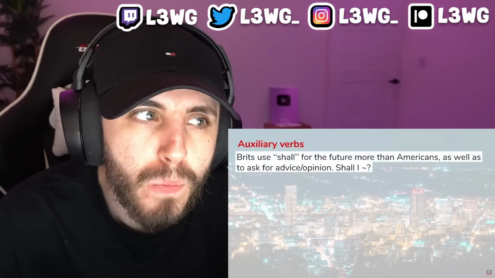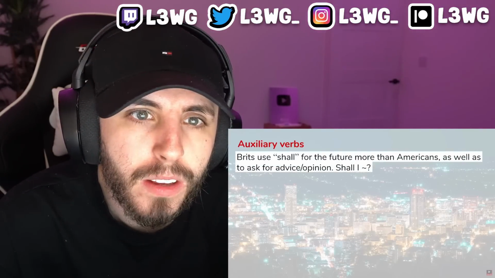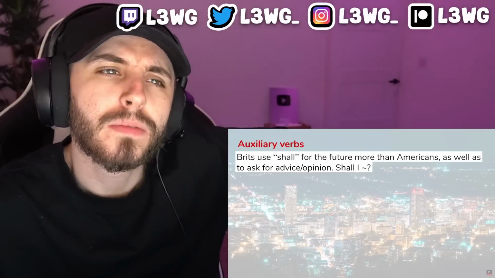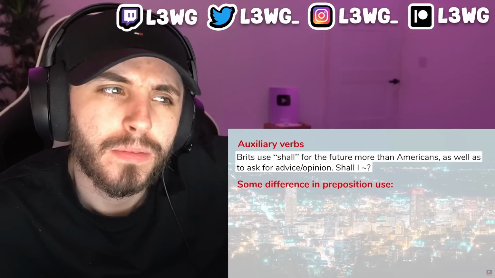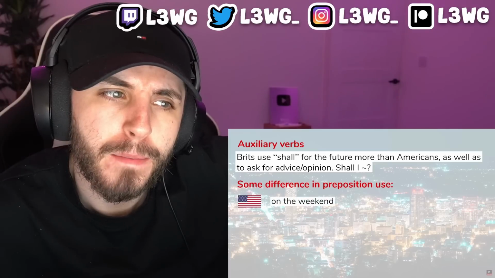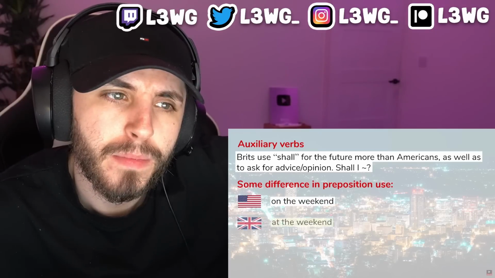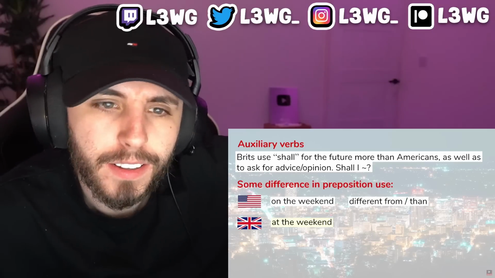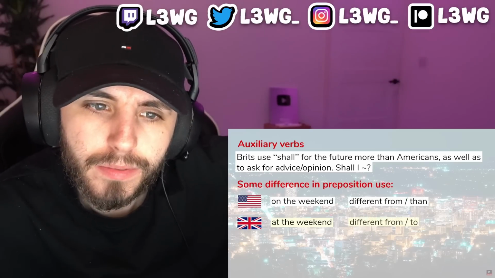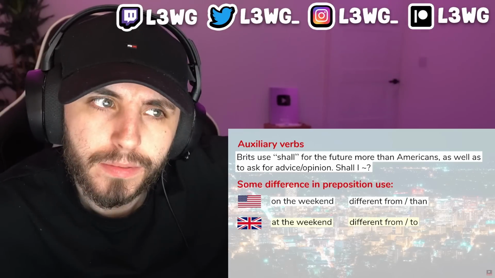Auxiliary verbs. British people use shall for the future much more than Americans, as well as to ask for advice or an opinion. Some difference in preposition use. In the US, people say on the weekend, but in the UK, they say at the weekend. And in the US, people say different from or different than, but in the UK, they say different from or different to.